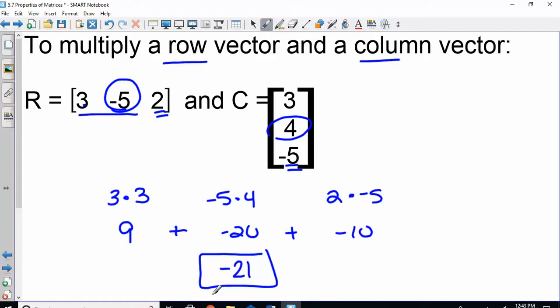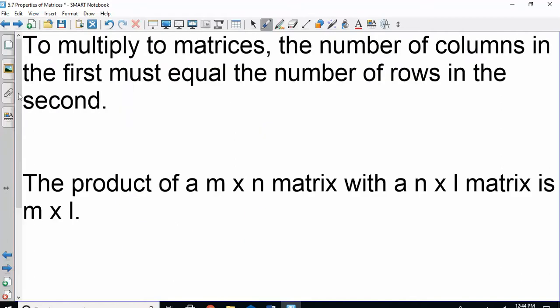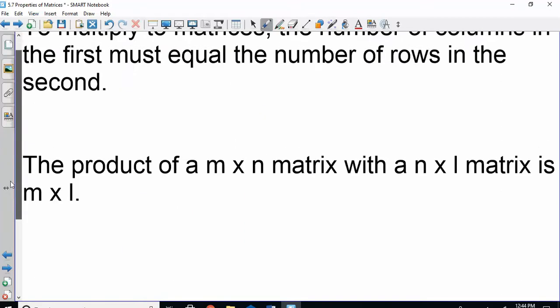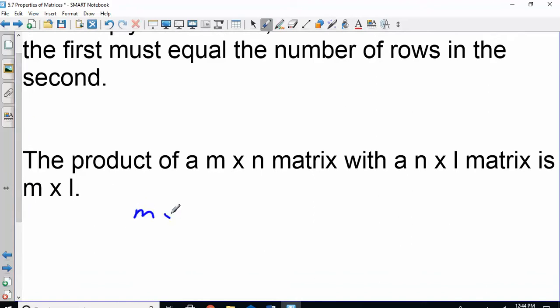For our matrices, in order to be able to multiply 2 matrices together, we can't just say they have to be the same size. We have to be able to take columns times rows. So in order for us to be able to multiply the matrices, the number of columns in the first will have to equal the number of rows in the second. What I will have you do is write the size of them.